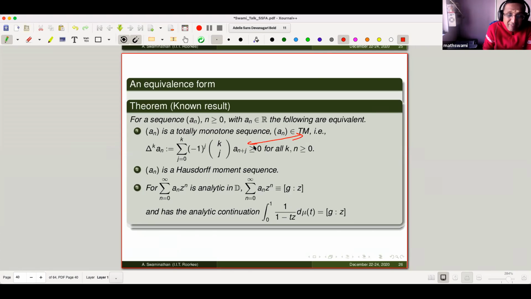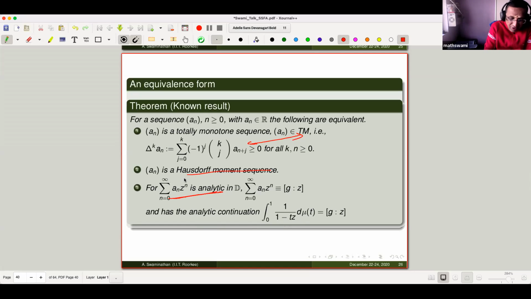And whenever it is totally monotone, it is equivalent to saying that it is a Hausdorff moment sequence. And if it is a Hausdorff moment sequence, when we take the function with this property, any such series a_n, which is given as the series expansion of a holomorphic function, always has a G-sequence expansion and analytic continuation completely. So this is basically the information we have here.